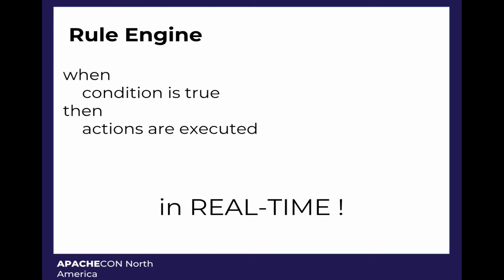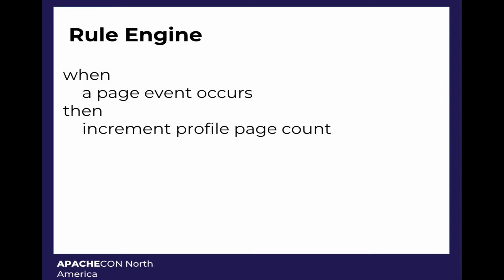Now, the rule engine is a very important part of Unomi. Basically, it's expressed like this. When the condition is true, then actions are executed. This happens in real time. This is not deferred in the background or to a big data system or whatever. This actually happens in real time. For example, when a page event occurs, then we increment the profile page count.